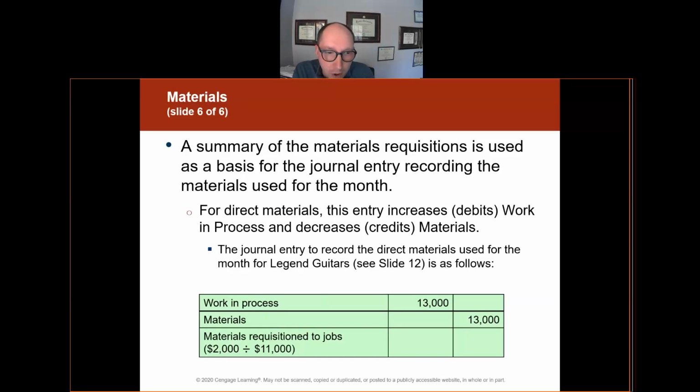So the job cost sheet, how is it created? How do we transfer it out of raw materials? We debit work in process and we credit raw materials, as I said earlier. And when we do that, we're taking it out of raw materials and putting it into work in process. That is the journal entry that we would make.